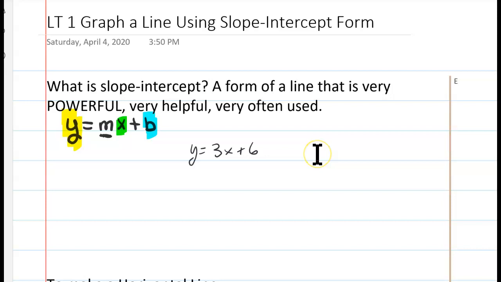Today's learning target will be learning target 1. This is Algebra 1 and Algebra 2, basically, because Algebra 2 is just review of Algebra 1. We just want to make sure you know how to graph a line using slope-intercept form.